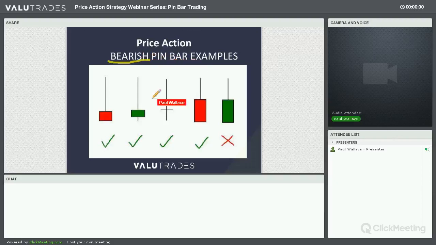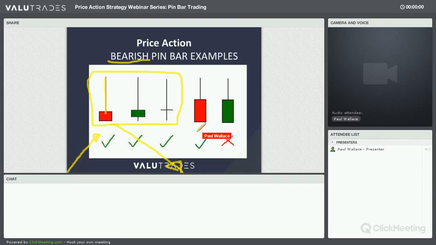Bearish pin bar examples, right? So what are we expecting? Well, we're expecting price to have been coming up. It's been rallying up, and then we'll see a bearish pin bar. The wick is to the north, and then what we're expecting is the price to head south. So you can imagine these first three, they're great examples of it.